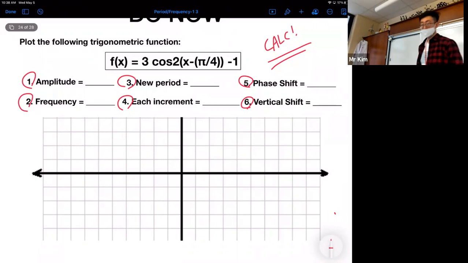Should we say right or left for the phase shift? Mm-hmm. You do a little arrow sign.